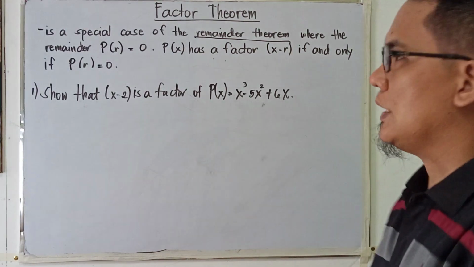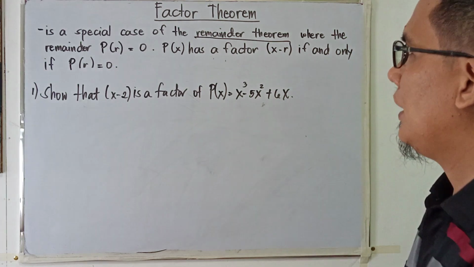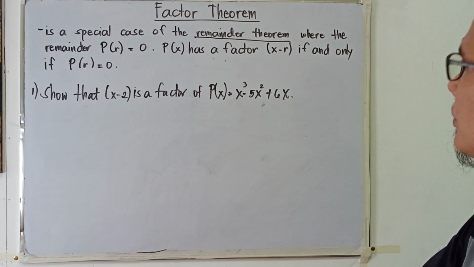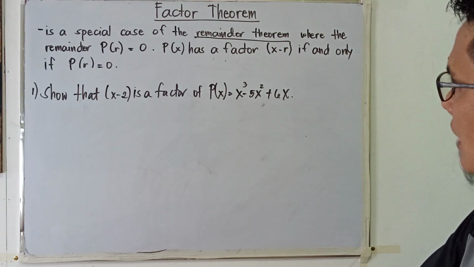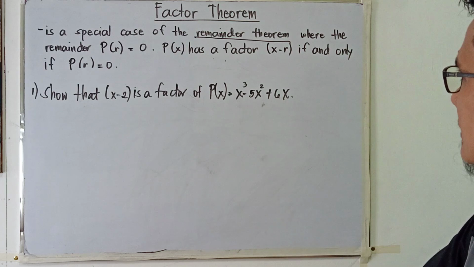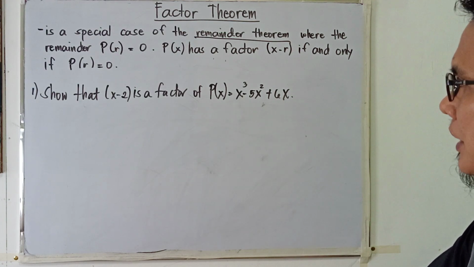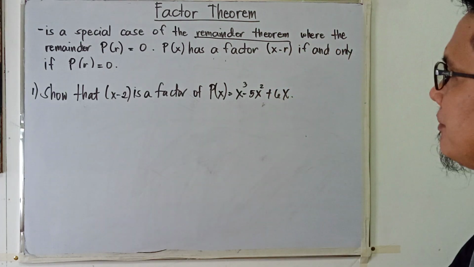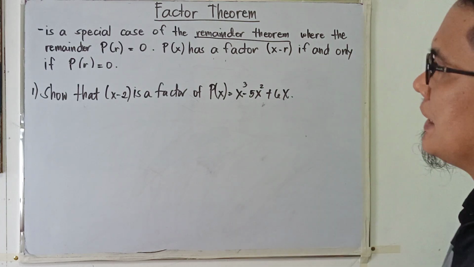Okay, let us now go to the next lesson, the factor theorem. The definition is: the factor theorem is a special case of the remainder theorem where the remainder P of r is equal to 0. P of x has a factor x minus r if and only if P of r is equal to 0.